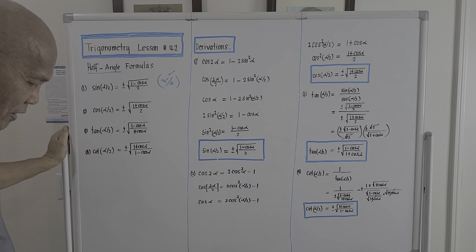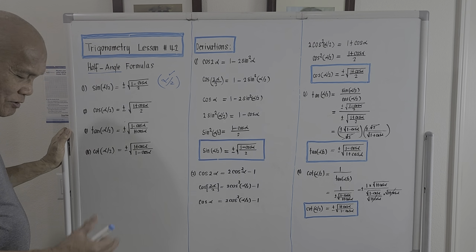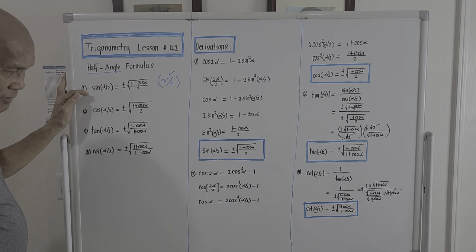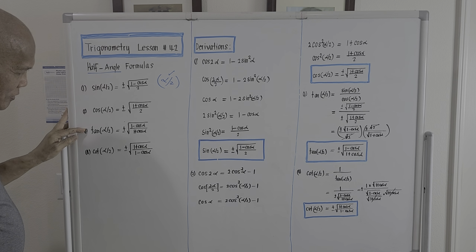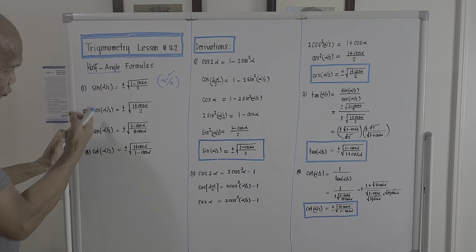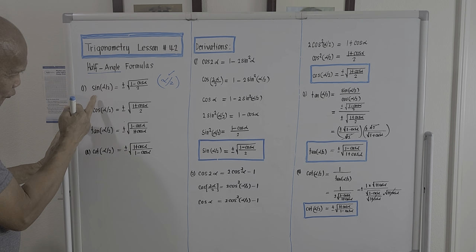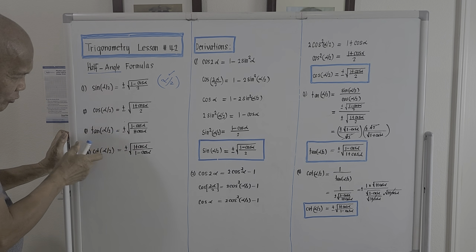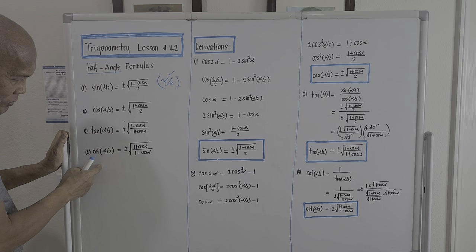The first half angle formula is for sine. Of course, sine the first one, cosine, tangent, and cotangent. If we know the sine and cosine, we could now actually derive the tangent. And if we know the tangent, we could derive for the cotangent.